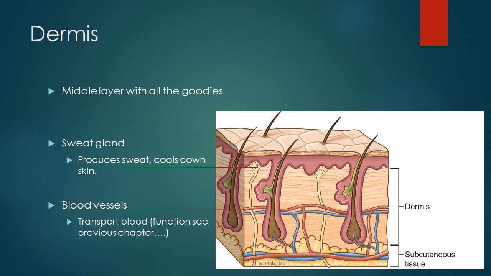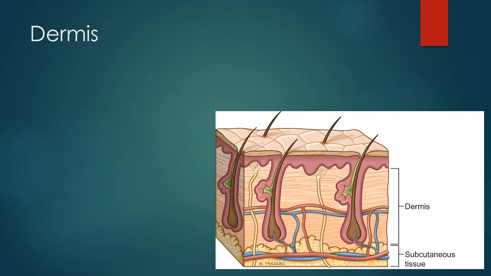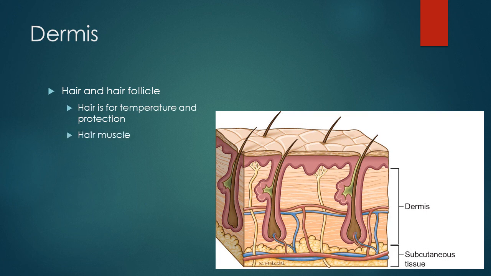So we have sweat, we have blood, then we continue on to the hair and hair follicles. So this long brown strand is a hair, and the pouch of skin in which it's covered is the hair follicle. So if you pull out a hair, as long as the follicle is okay, the hair will grow back. In our case, it's not that obvious anymore, but the hair is there to protect you and to keep you warm.